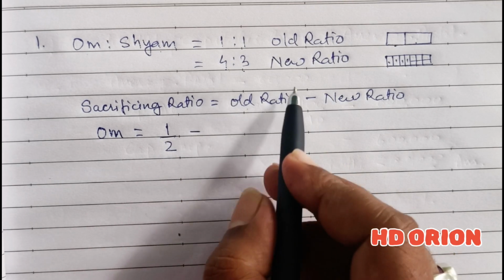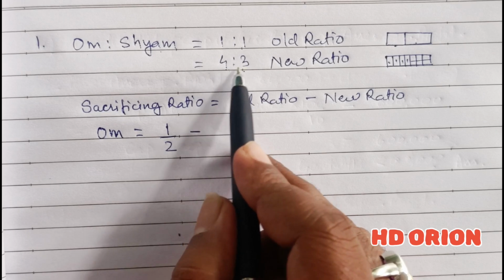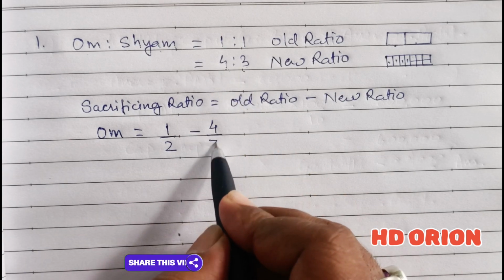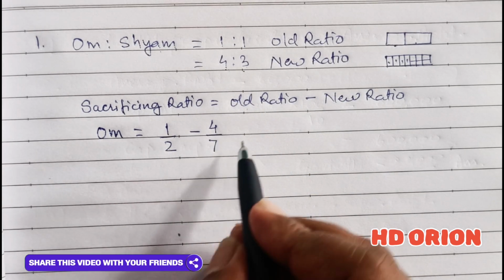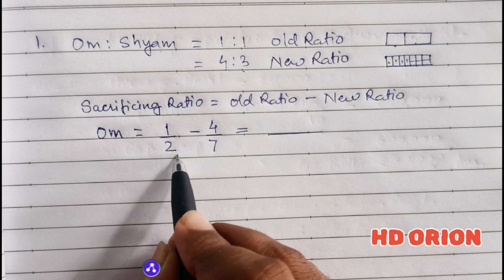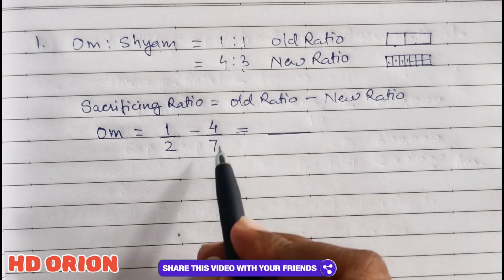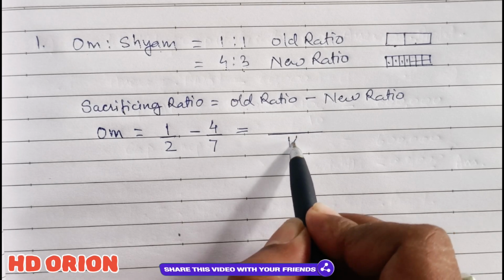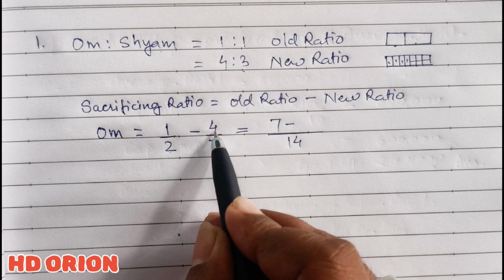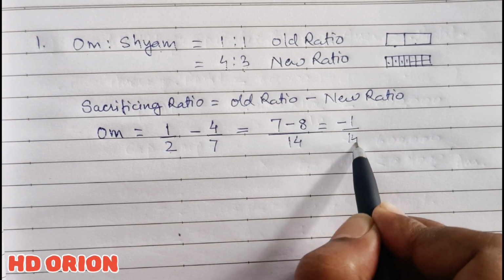Minus, this minus sign, and now the new ratio for Om. Om is 4, total is 7. So 4 divided by total of this 7. Now when we solve this, taking LCM in the denominator, here it is 14. Now 7 into 1 is 7 minus 2 into 4 is 8. The answer is minus 1 by 14.